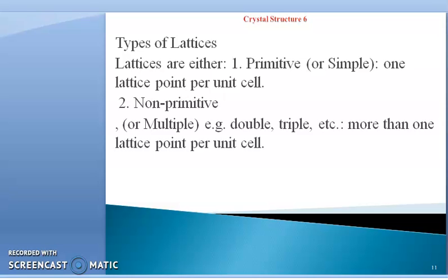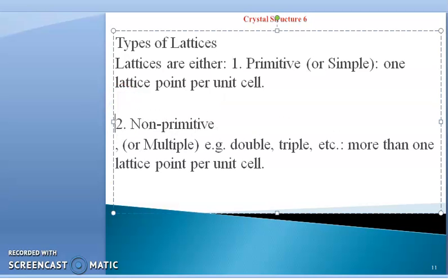Basically, you remember there are two types of lattices: primitive lattice, or simple we say, and second, non-primitive lattice. Then the question arises, what is meant by primitive, what is meant by non-primitive? Lattices are either primitive or non-primitive.